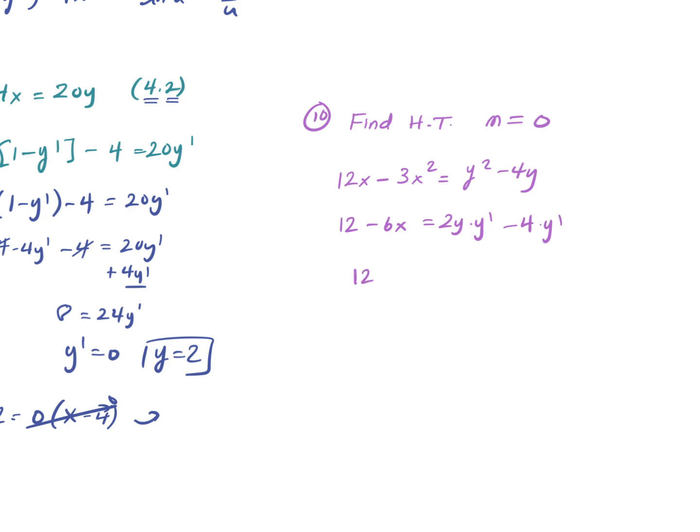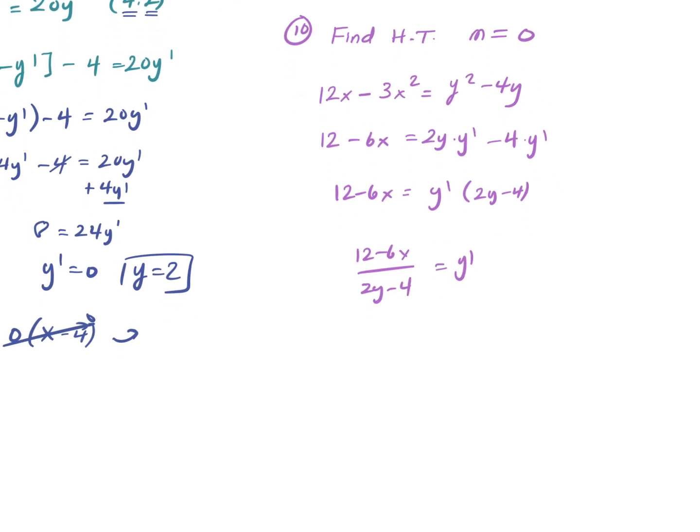So we have 12 minus 6x. Y prime is collected on that side, so I could just do 2y minus 4. So 12 minus 6x over 2y minus 4 equals y prime. You could take out a 2 if you wanted to, but remember, for a fraction to be 0, only the top needs to be 0. So 12 minus 6x is 0. 12 equals 6x. X equals 2. So that's the x coordinate at where the horizontal tangent line is.